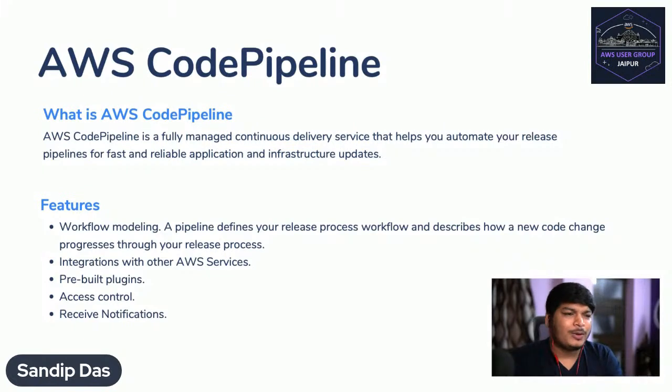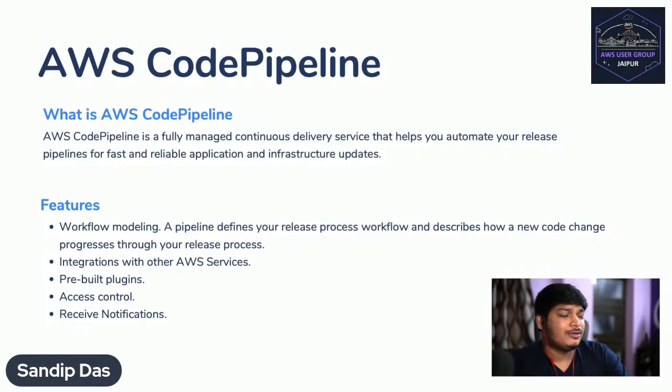CodePipeline has integration to all of them, and after the code is ready, it will generate the artifact out of that code. That code will then get supplied to CodeBuild, and there the build will actually happen. After that, it will be runnable code, of course tested in CodeBuild itself. You should have your test cases, I'll be coming to that anyway, and after that the code is ready to deploy.